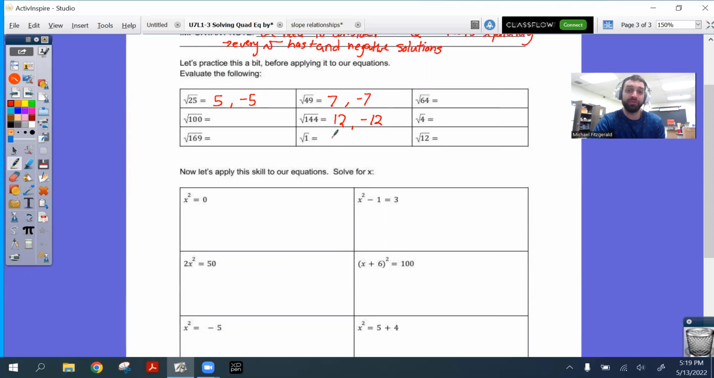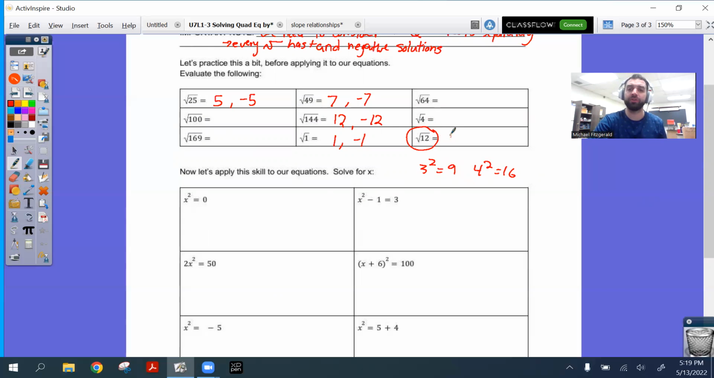The tricky one, square root of 1, it's 1 and -1. And this one here, square root of 12. Well, that's a tricky one because we don't have a perfect square of 12. If we had 3 squared, we'd get 9, right? But if we had 4 squared, we'd get 16. So it's somewhere between 3 and 4, but we don't know.